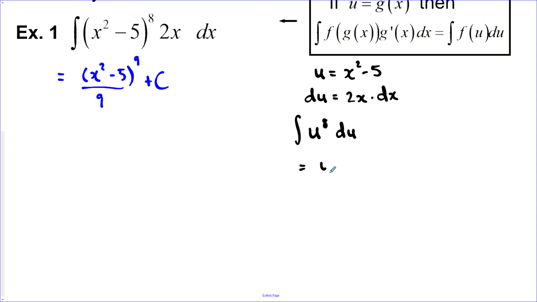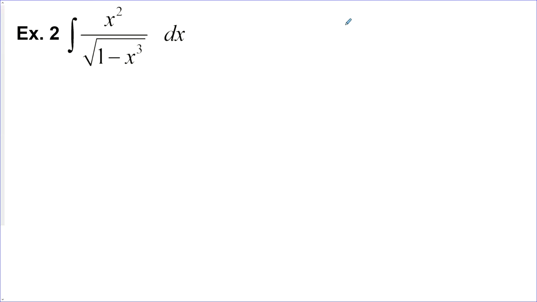So this would just be u to the power of 9 over 9 plus c, because it's an indefinite integral. And then we can sub out our u again and put the x squared minus 5 back in the numerator there. And you see we got the same answer, but this was a lot easier. Here's another example where we can see the inside function here is a cubic.